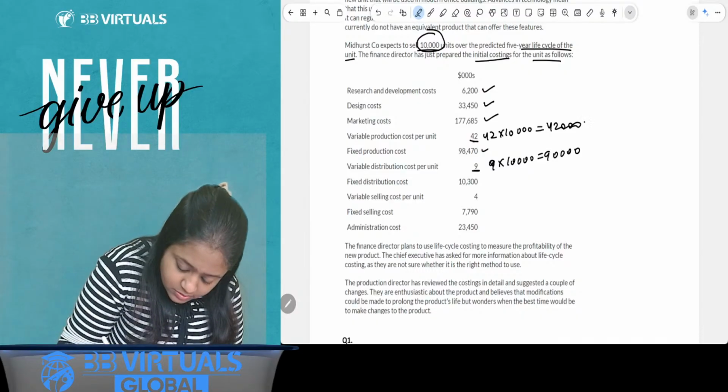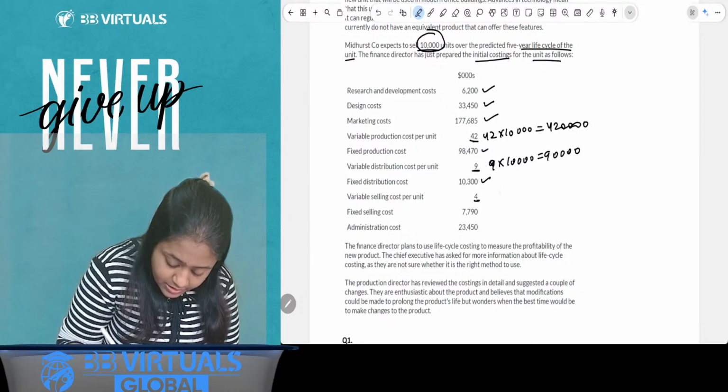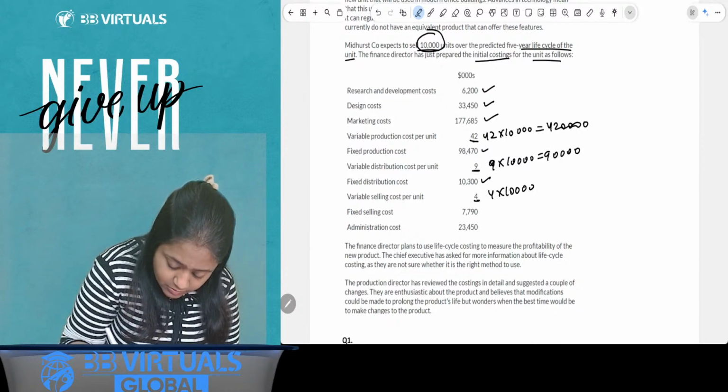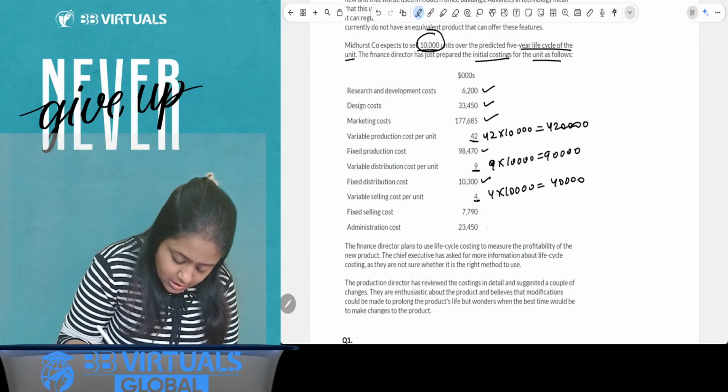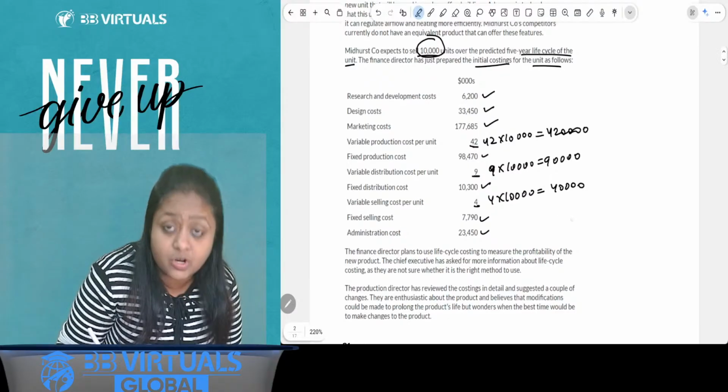It is not 40,000, 420,000. 10,300. Then again variable selling cost, 4 into 10,000, which is 40,000. Then fixed selling cost and administration cost. Now add everything and you will get your total cost.